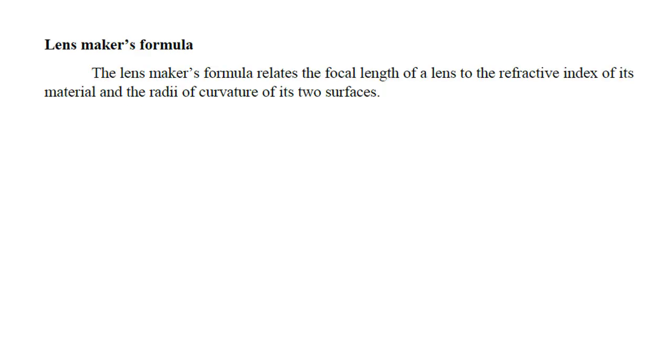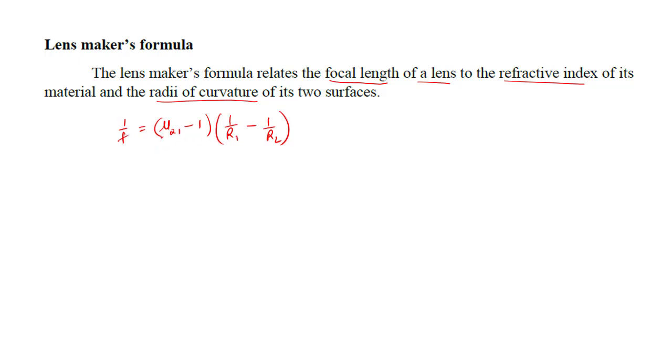Hello. This time I'm going to explain the lens maker's formula. It is the formula that relates the focal length of a lens, the refractive index, and also the radii of curvature. A lens has two curvatures, so it has two radii of curvature. 1/f = (mu21 - 1)(1/r1 - 1/r2). This is the formula we are going to prove.